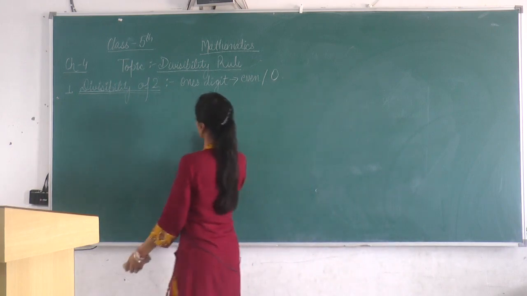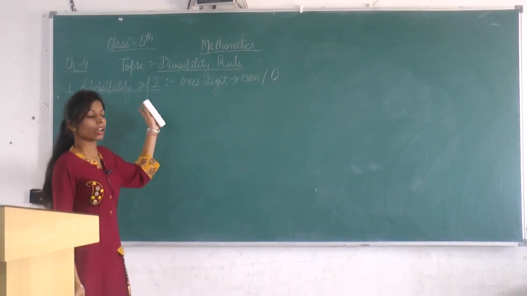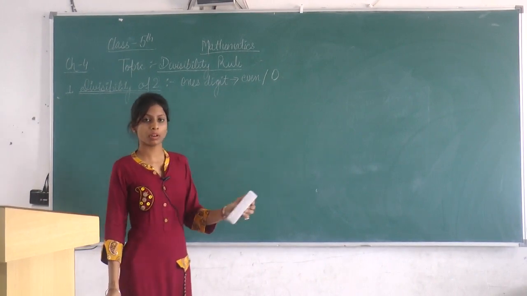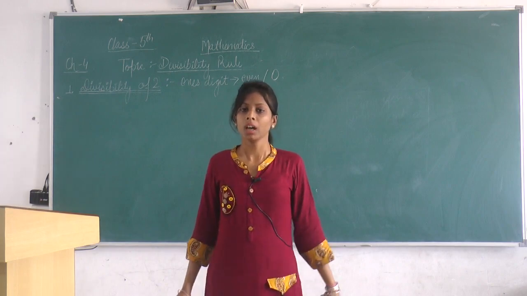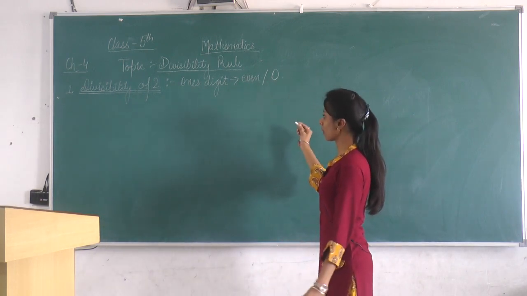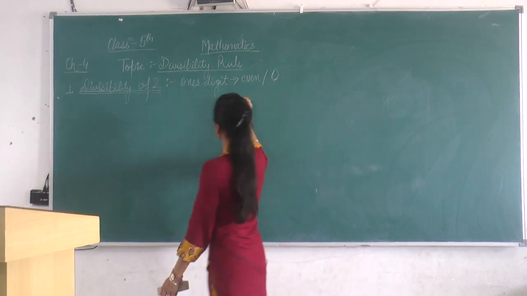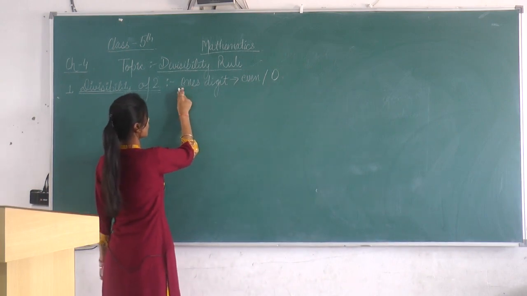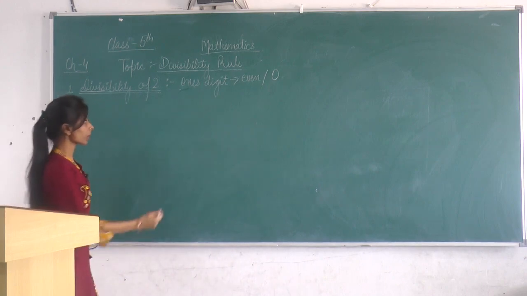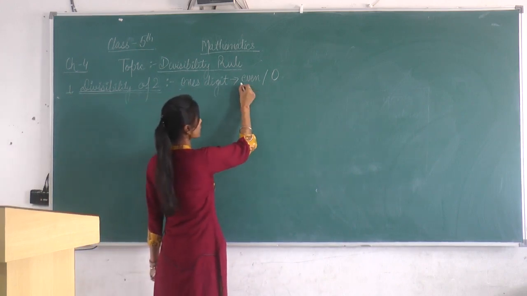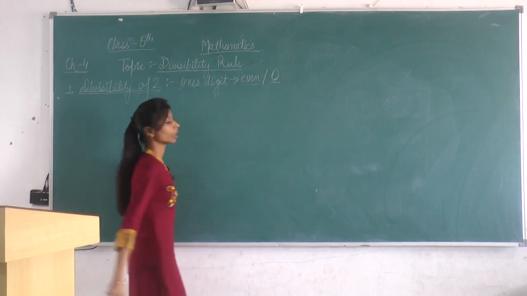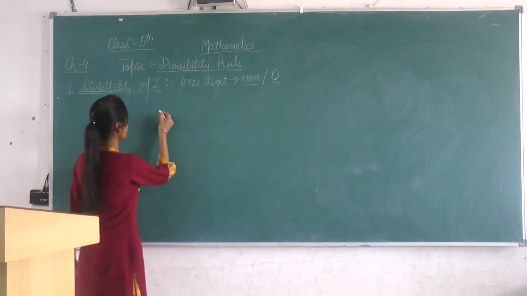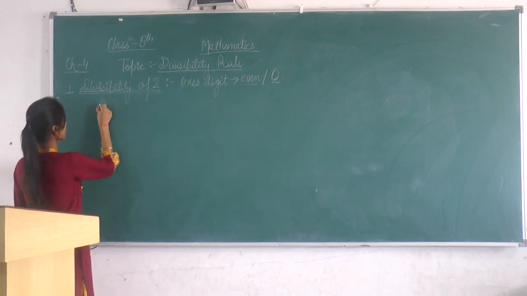In this rule, whether your number is greater or smaller, if you want to check whether any number is divisible by 2 or not, how do you check? Look here. You have to remember only one simple thing: you have to check the ones digit value. If the ones digit value is even or 0, then that number is divisible by 2. How? Let's take one example.